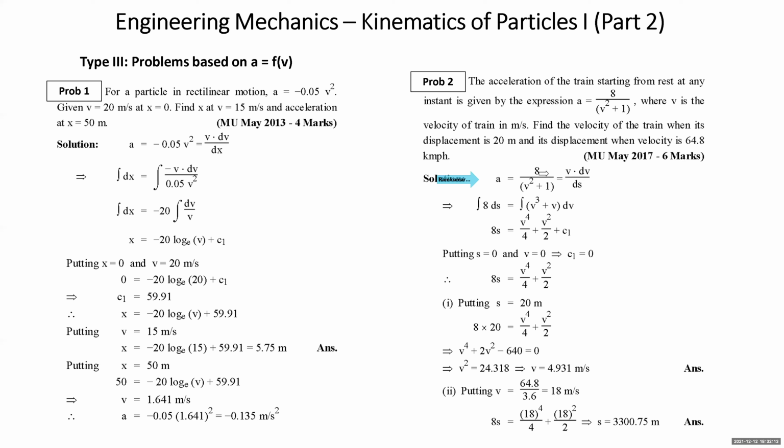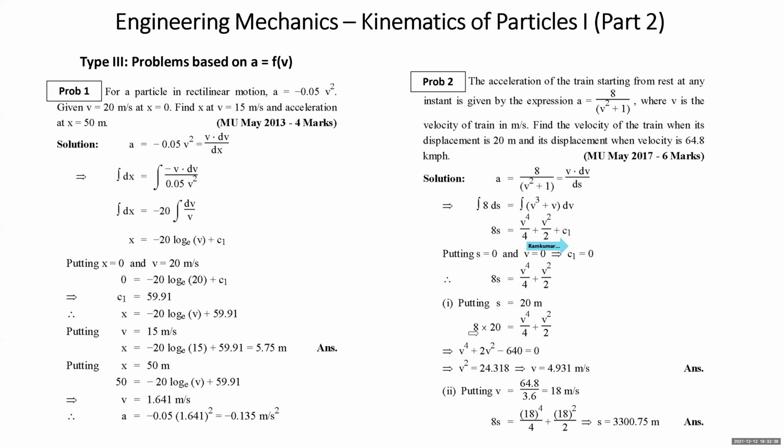Students, acceleration is given as 8 upon v square plus 1. If you read the problem, you need the relationship between v and x. So we write again a as v dv by ds. Separate the terms of velocity and displacement, and integrating both sides, you get it like this. Now putting s equal to 0 and v equal to 0, that is the set of boundary conditions, you get C1 as 0. Then 8s is equal to v raised to 4 by 2 plus v square by 2.